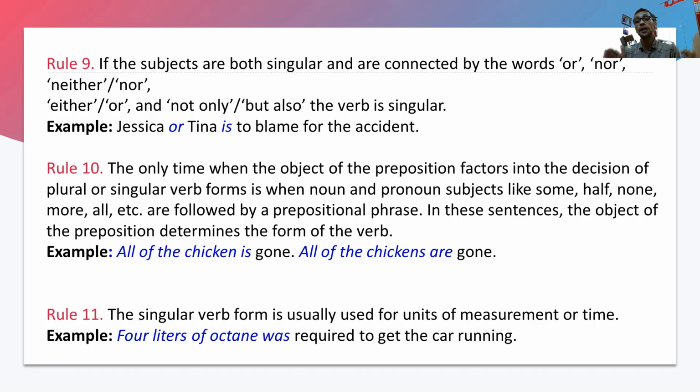So you must clarify and differentiate the differences. Rule number 11: the singular verb form is usually used for units of measurement or time. For example, 4 liters of octane was required to get the car running. So 4 liters of octane, 4 liters is plural, but octane is singular because it is going to measure the time or any kind of unit or measurement. So the verb would be singular.